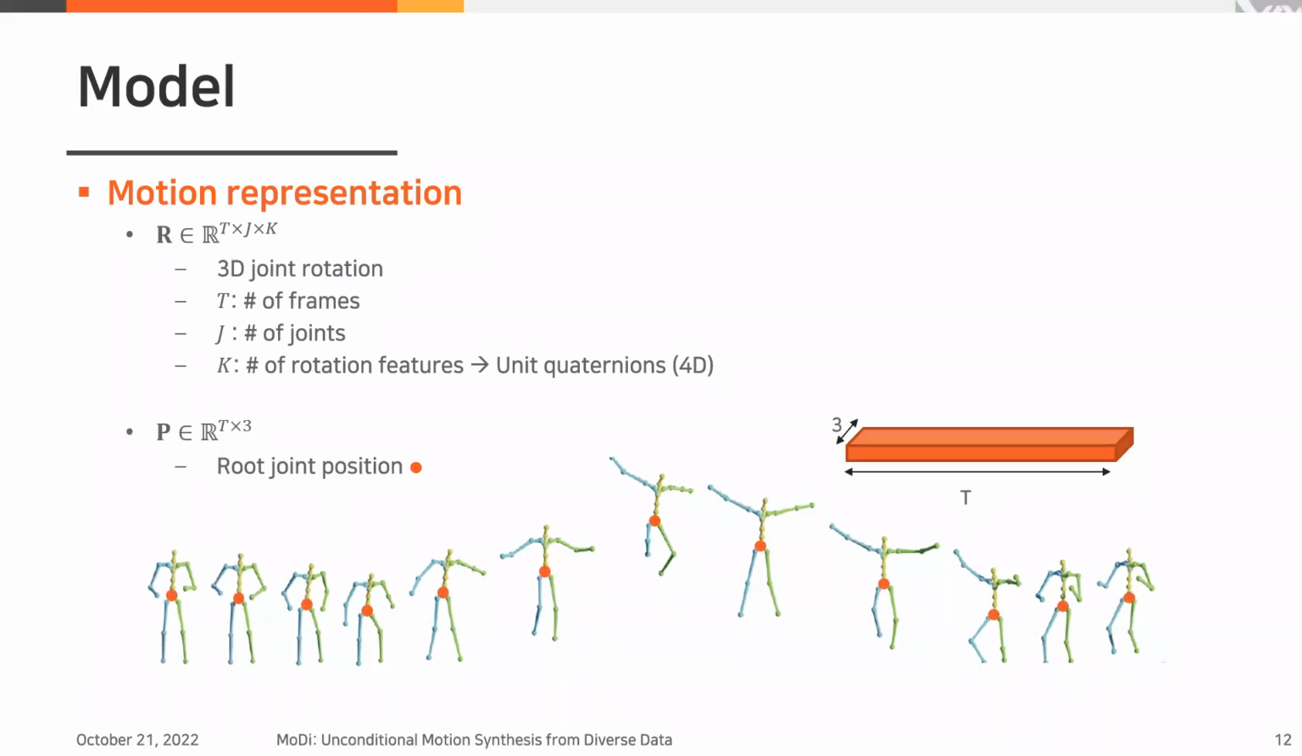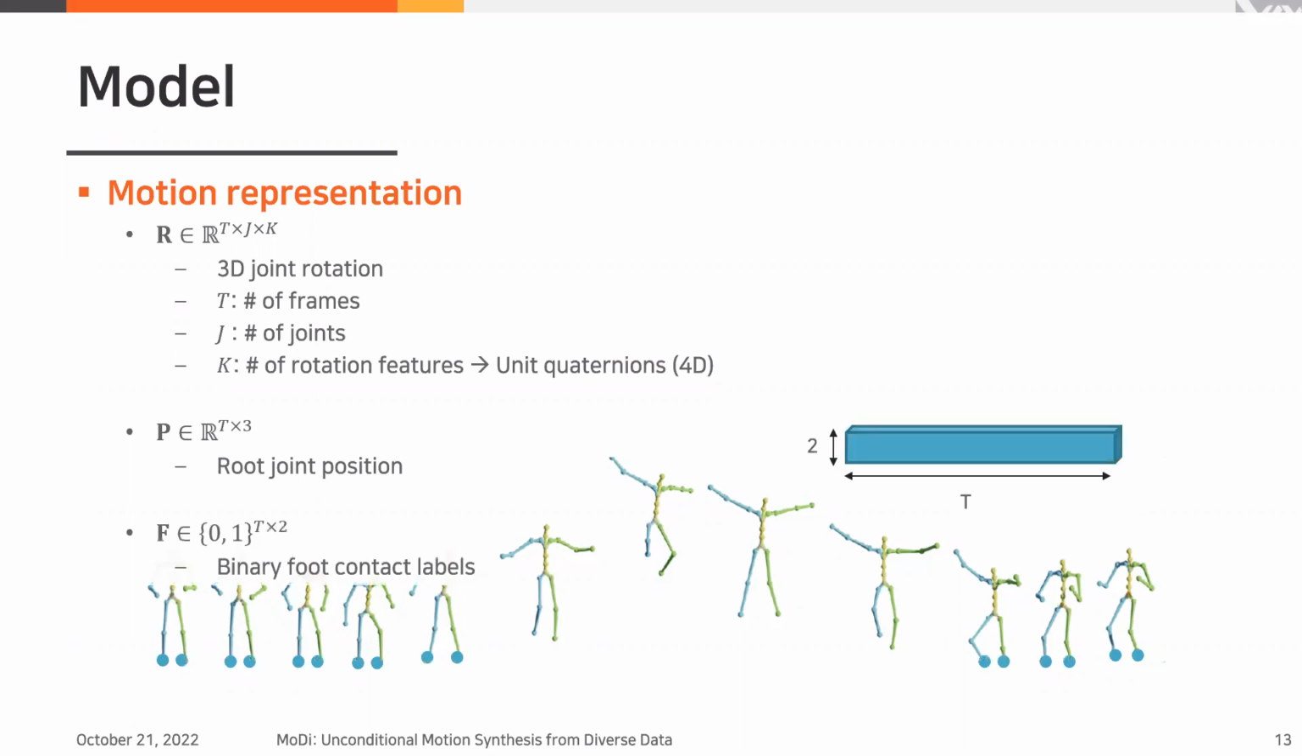In addition, there are two more components. The authors extract a sequence of 3D global displacements of the root joint for the character's position, and the binary foot contact labels in order for the network to learn to refrain from foot sliding artifacts.